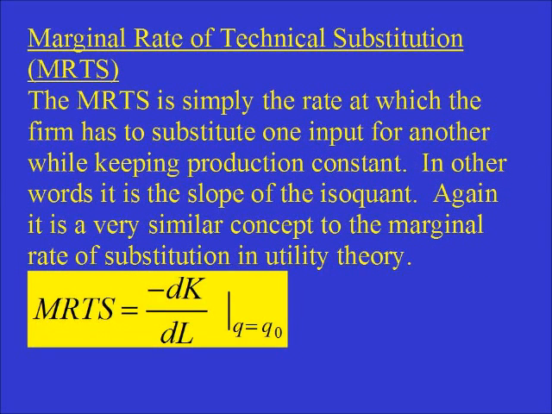The marginal rate of technical substitution. The marginal rate of technical substitution is simply the rate at which the firm has to substitute one input for another while keeping production constant. In other words, it's the slope of the isoquant. Again, it's very similar to the marginal rate of substitution in utility theory. So it's simply the change in capital divided by the change in labor, keeping Q fixed.